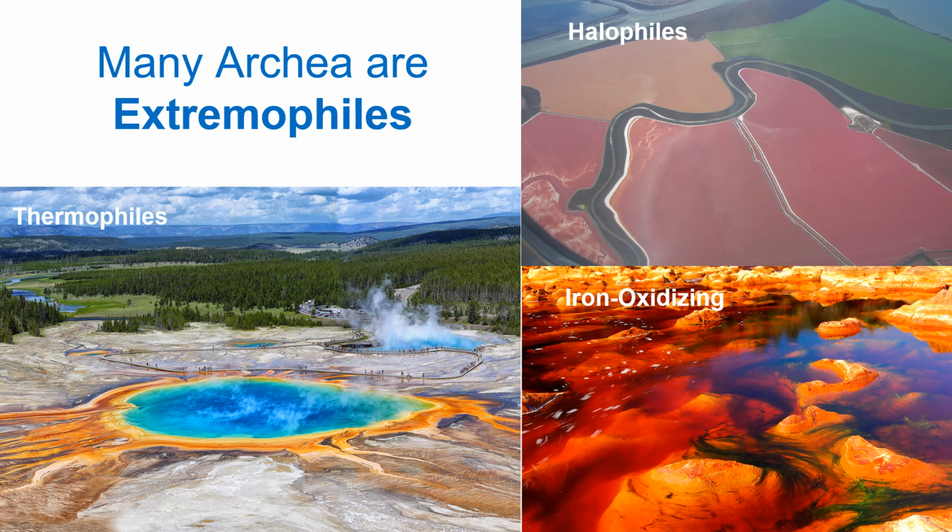If you look at the upper right, we've got halophiles. Halo means salt. So there are some archaea that can do really well in very, very salty conditions. Most cells don't like salt. It draws the water out by osmosis. They dry up and they die. But there are archaean cells that can deal with that.